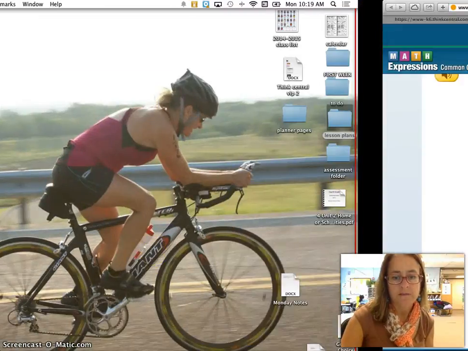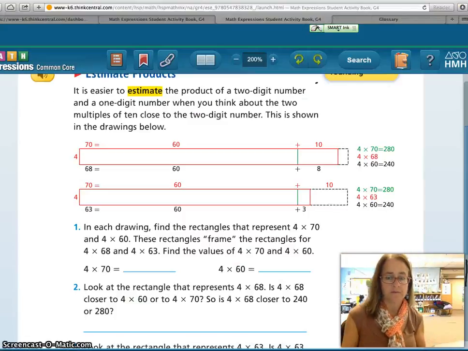All right, fourth graders, this morning we're going to be working on estimating and rounding, and why we estimate and round. Okay, what they're telling us here is they want to know when we estimate, why are we doing it, and what is the best estimation.